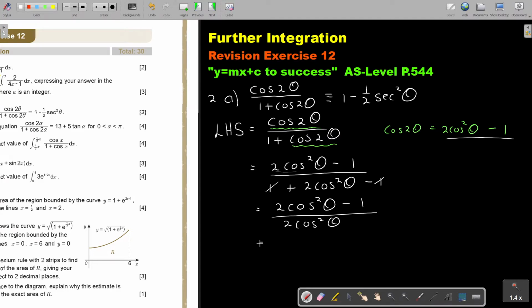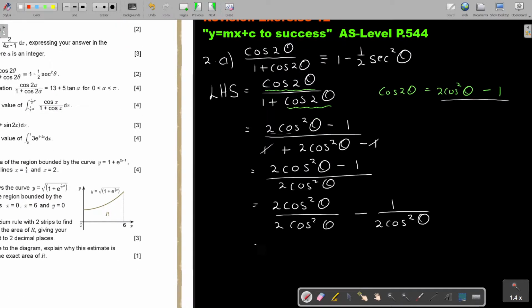Now remember, I'm going to break it up. I'm trying to get sec. So it's 2 cos squared theta over my denominator 2 cos squared theta, minus 1 over 2 cos squared theta. And that is going to be equal to 1 minus, and do you see the half? And if it goes up, sec squared theta. And if I check there, then it's equal to the right hand side. And that's how I did number A.